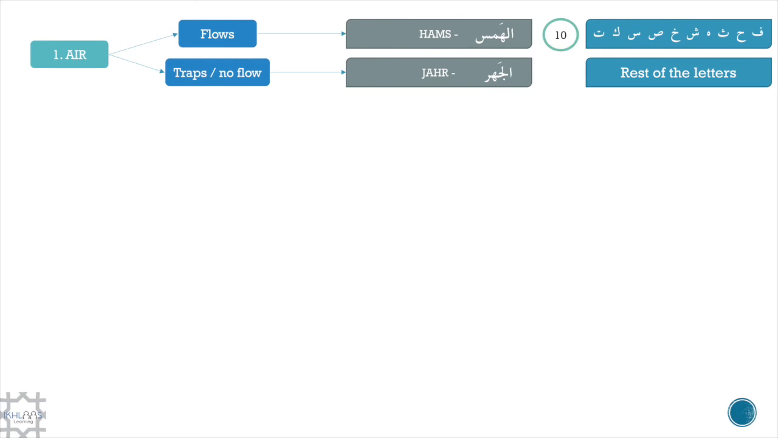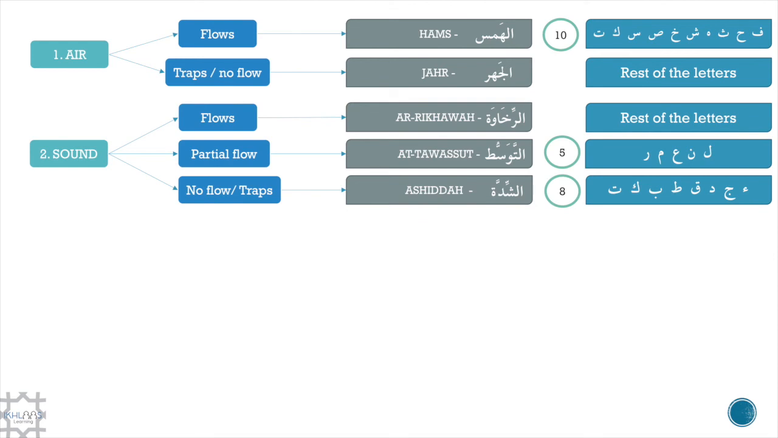So previously we have covered in regards to the air that air flows, which is known as hams, and air which does not flow, which is known as jahar. Hams, there are 10 letters, فَحَثَّهُ شَخْصٌ سَكَتْ, and the rest of the letters fall into the category of al-jahar. In this lesson, we covered the sound.